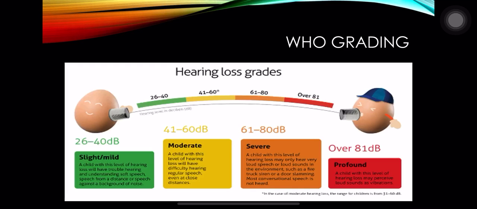Now let us see the WHO grading. In case of WHO grading also, 0 to 25 decibels is the normal hearing, but here we are adding 20 decibels. Say 26 to 40 decibels is slight or mild hearing loss, 41 to 60 decibels is a moderate hearing loss, 61 to 80 decibels is a severe hearing loss, and over 81 decibels is a profound hearing loss.